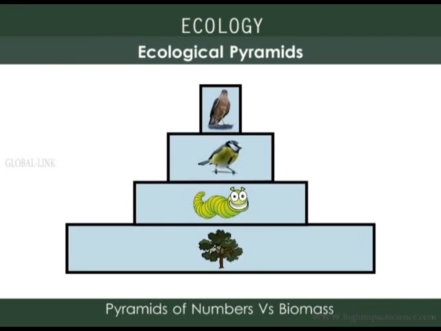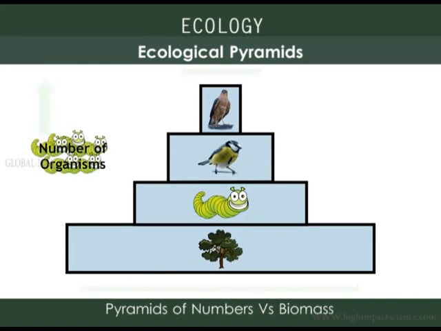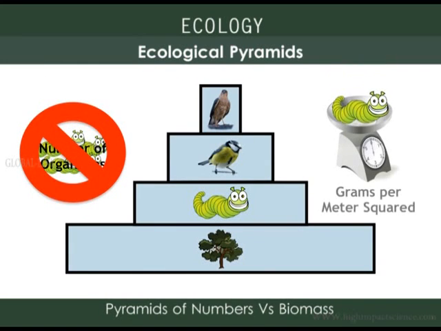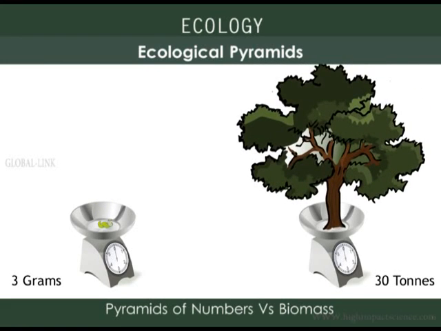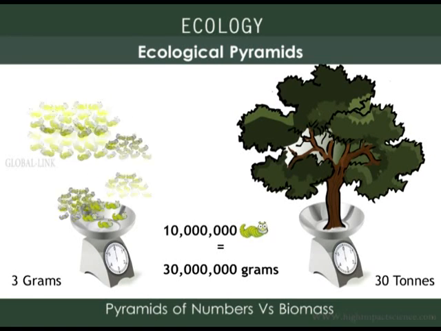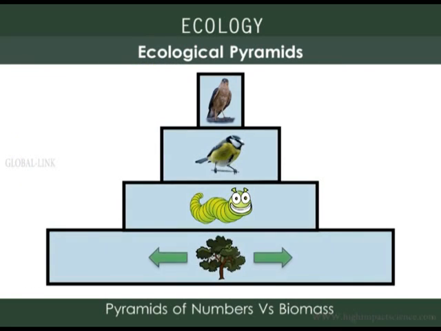Pyramids of biomass are almost always large at the bottom and get smaller going up. This is because rather than showing the number of organisms, they show the total mass in that trophic level. For instance, one caterpillar weighs about 3 grams, and one tree weighs about 30 tons, which is 30 million grams. So that is about 10 million caterpillars equal to the mass of one tree. So the tree bar will be wider than that of caterpillars, even though there are more caterpillars on that tree.